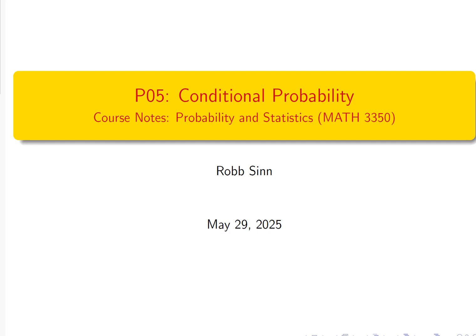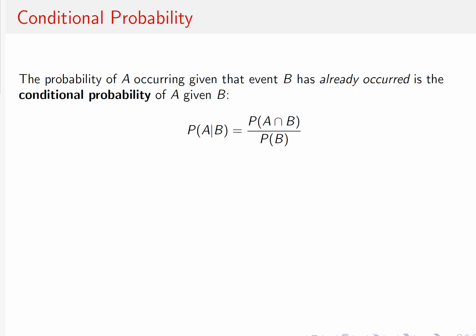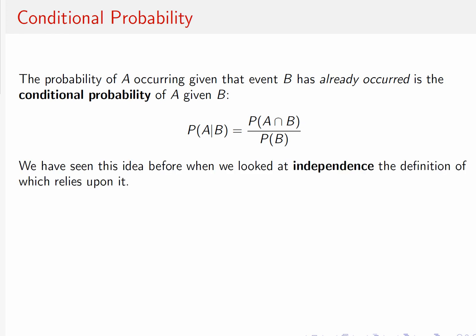Hey everyone, here with part 5 of our probability section, the conditional probability. We've already seen this conditional probability definition when we looked at independence. The probability of A occurring, given that B has already occurred, and this is the notation with the vertical line that we use, the probability of A given B, is the probability of A intersect B over the probability of B.